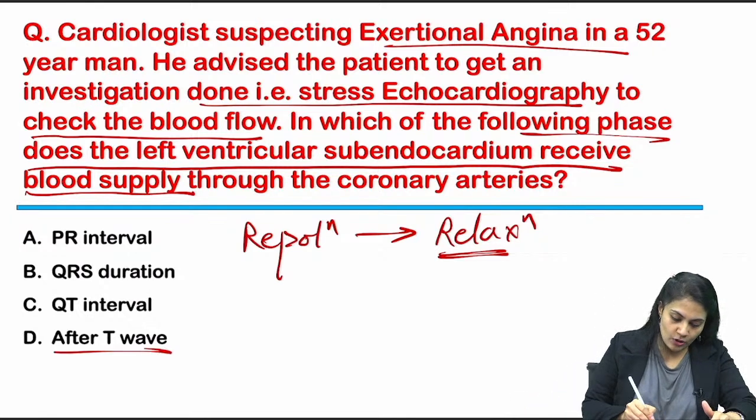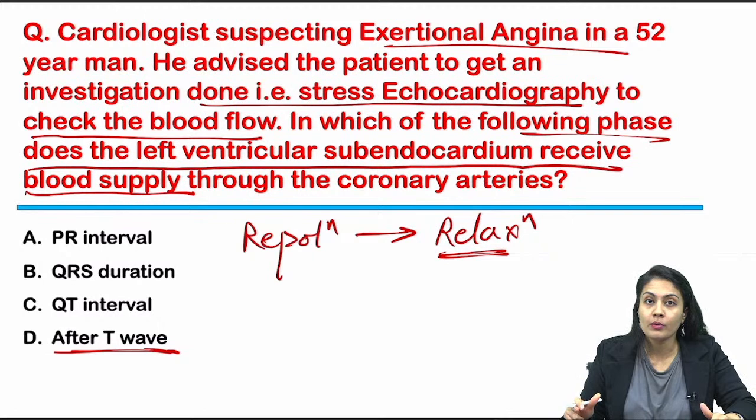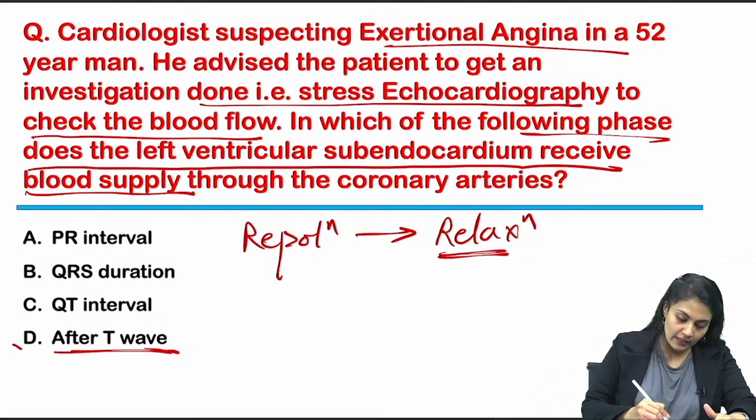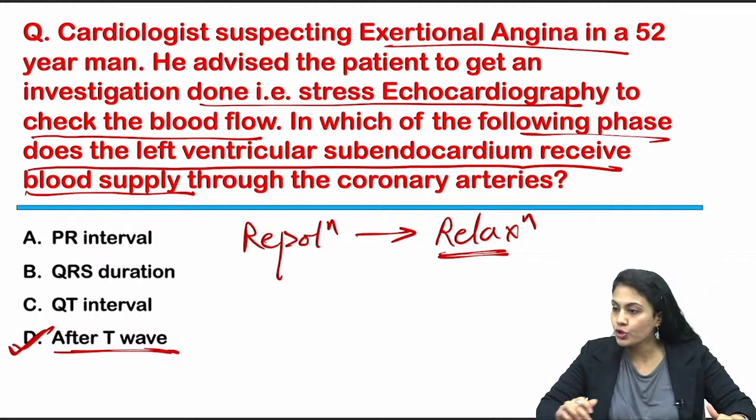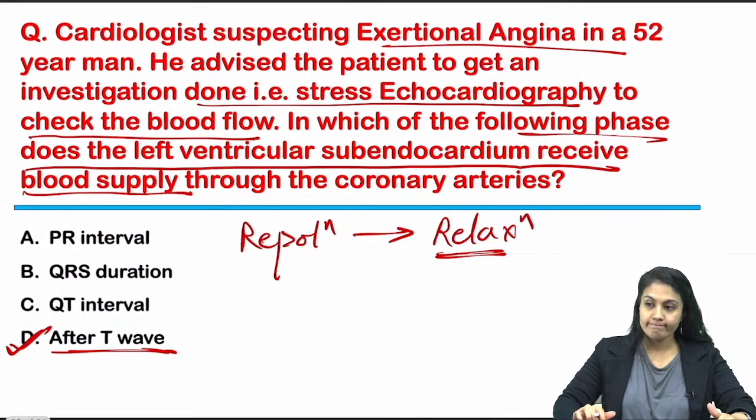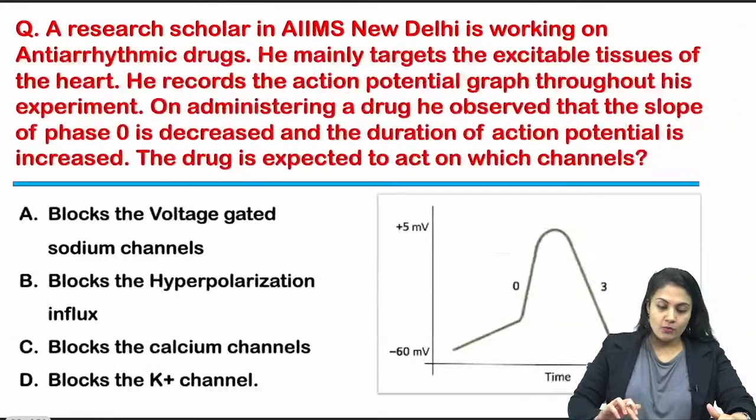That's why the diastole occurs after the T wave, remember. So the answer is very, very easy over here. That is nothing but option D. Yes, all of you are right. Let's move on to the next question.